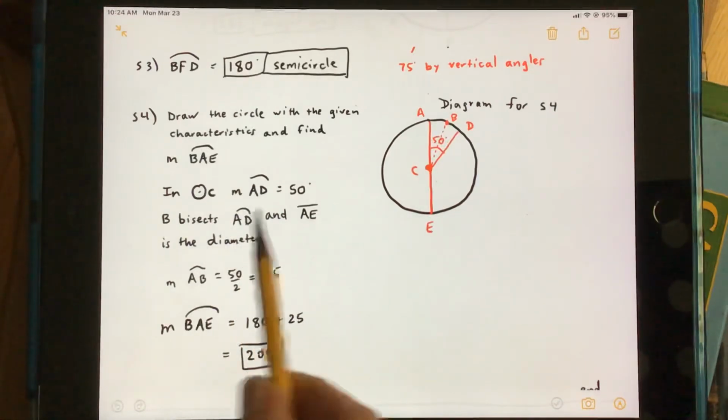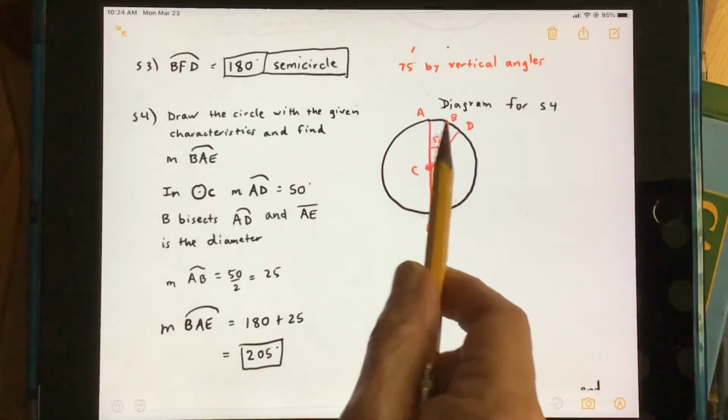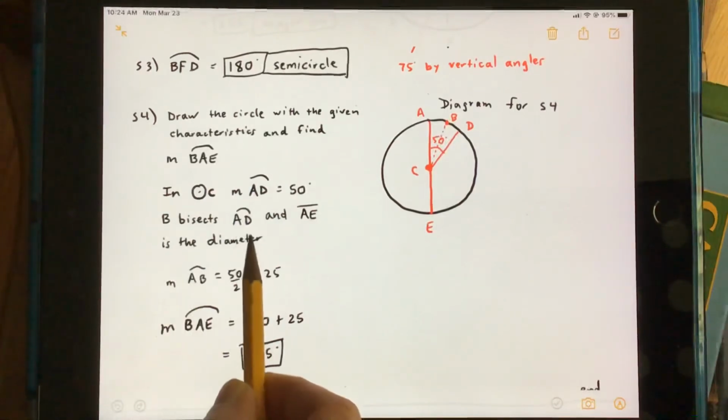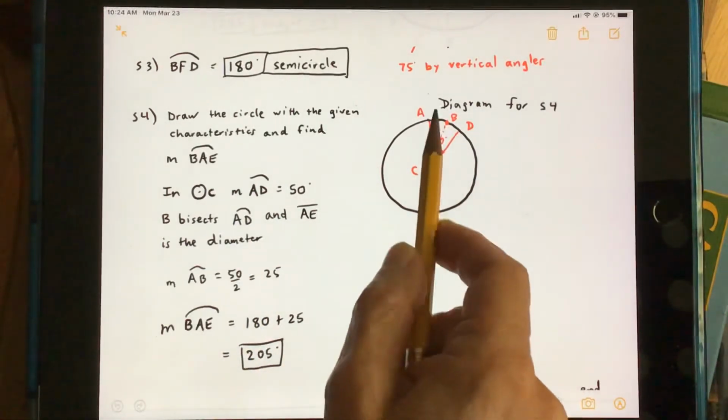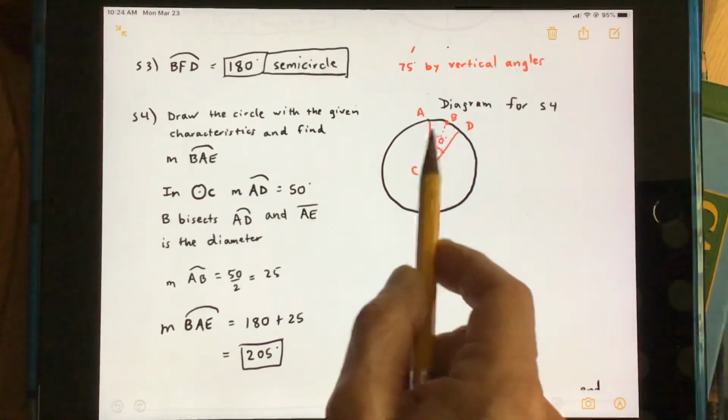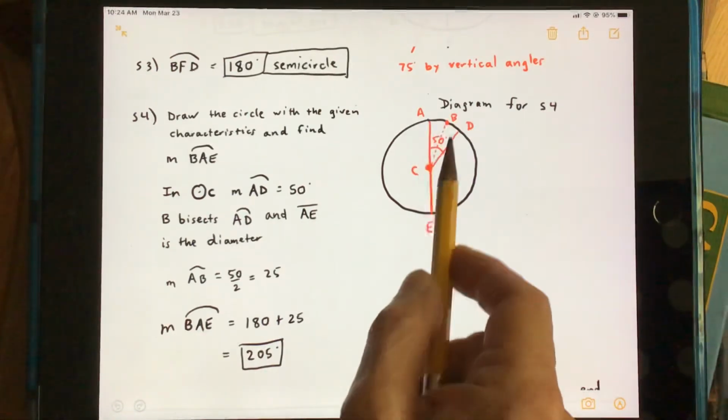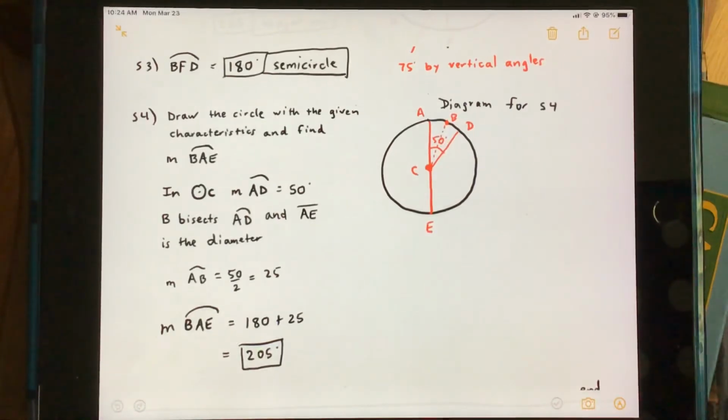C, the measurement of arc AD is 50 degrees, and since B bisects AD, and AE is the diameter, we can conclude that from the arc AB, so this angle ACB must be half of 50 or 25 degrees. So that's where I get the 25 here.